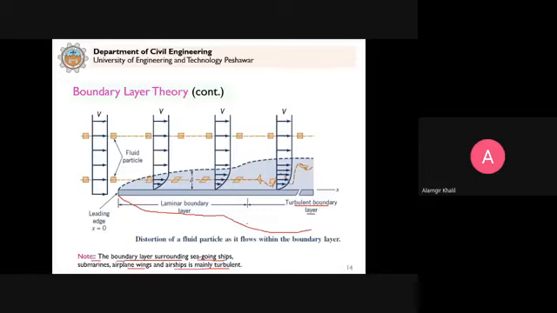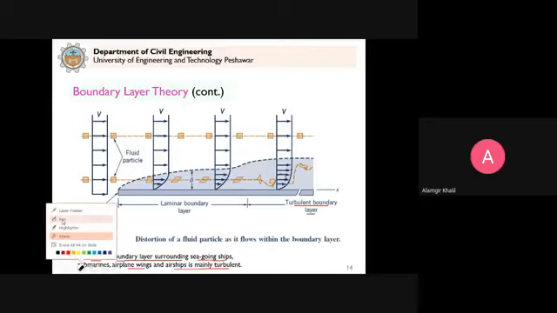Like this. But as I said, we just show it on one side for understanding purposes, and we do not draw it on the other side. But there will be the same situation on the bottom surface also.